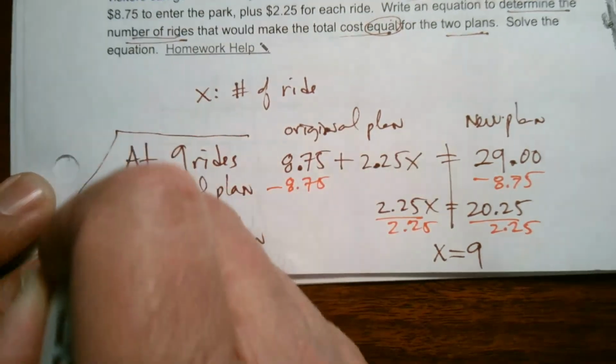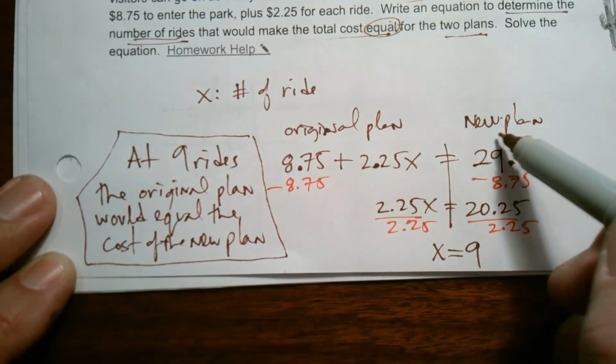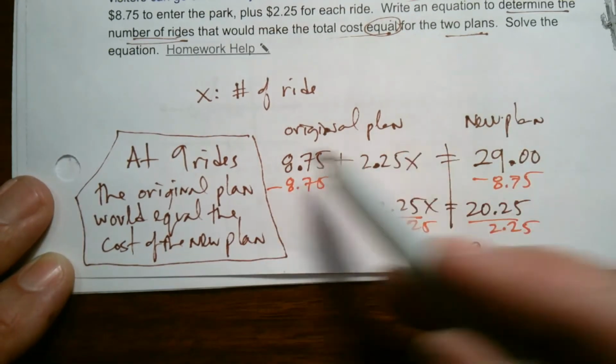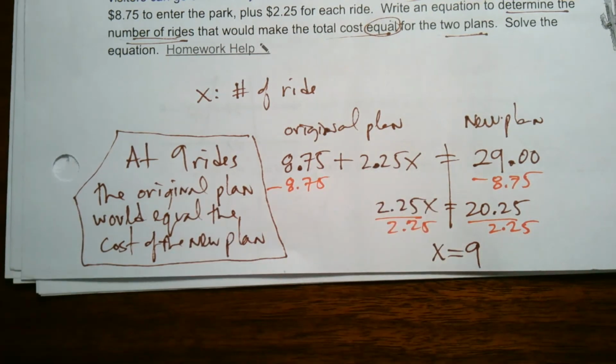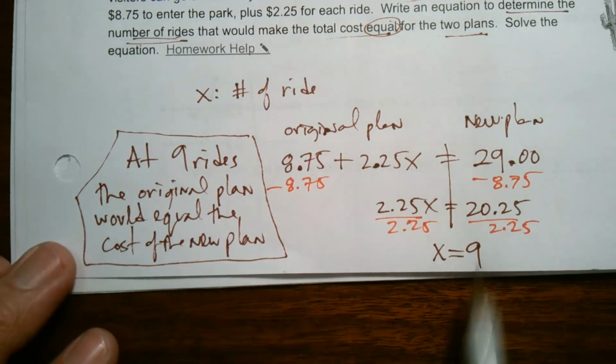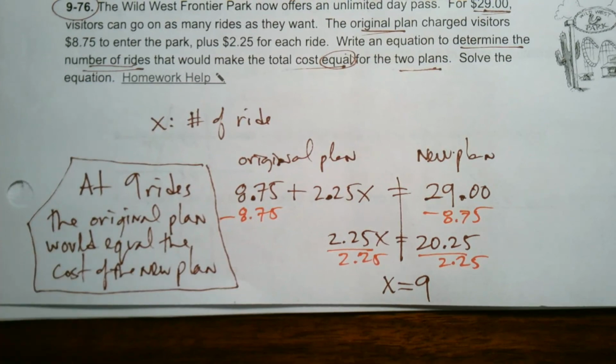In other words, you could say that the new plan is worth it if you're going to ride more than 9 rides. If you're riding fewer than 9 rides, then you would probably prefer the original plan. But if you're going to ride more than 9, which makes sense, then the new plan is the way to go. All right, there we go.